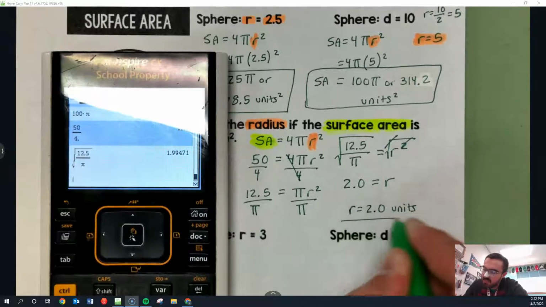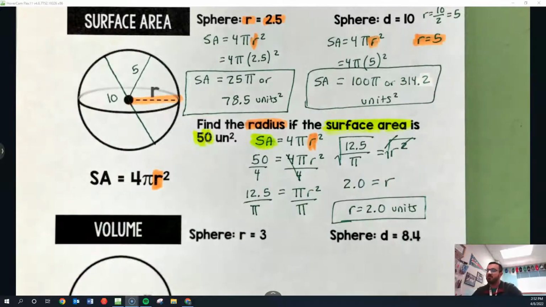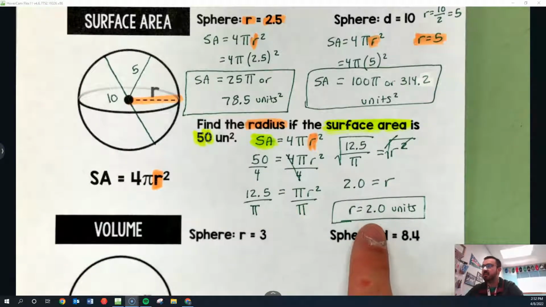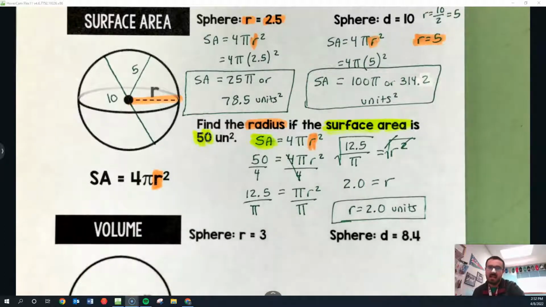So in this one, I didn't leave it in terms of pi, and that's okay, because what I really want is just a number. Leaving it in terms of pi is not as particularly helpful for this problem. Okay, that's surface area. So now let's move on to volume.